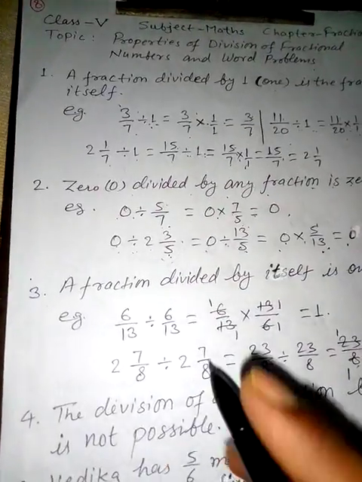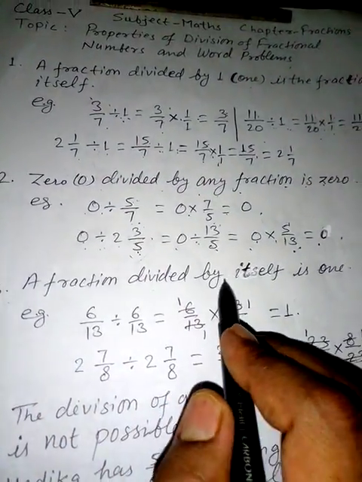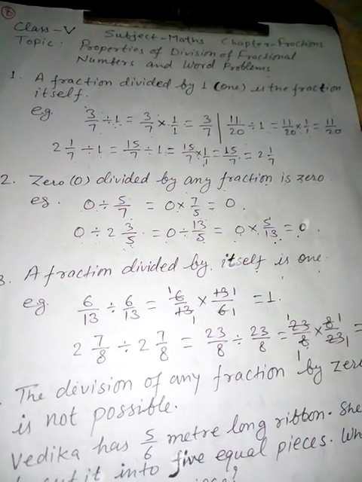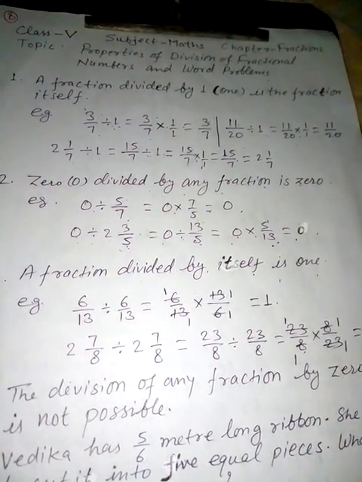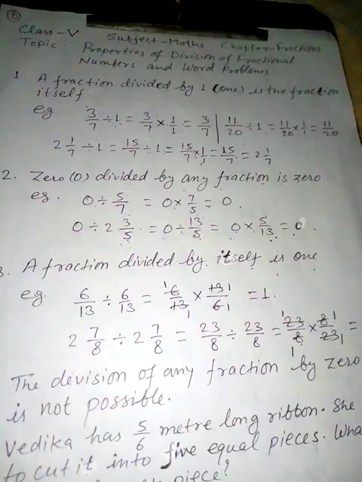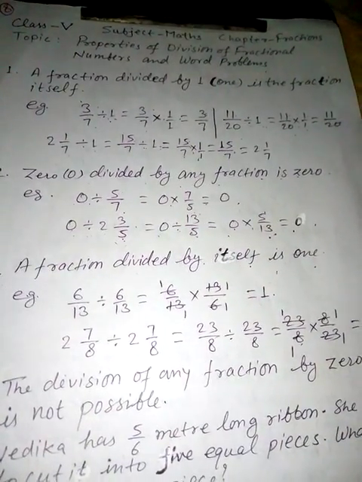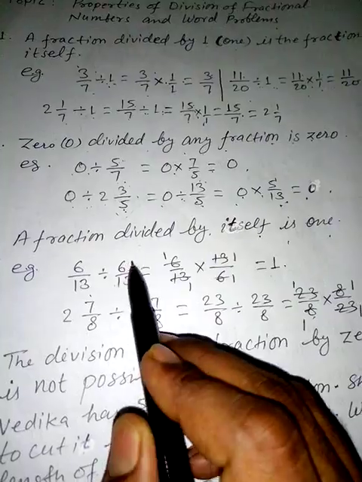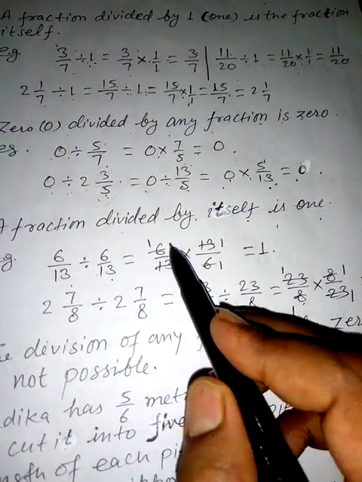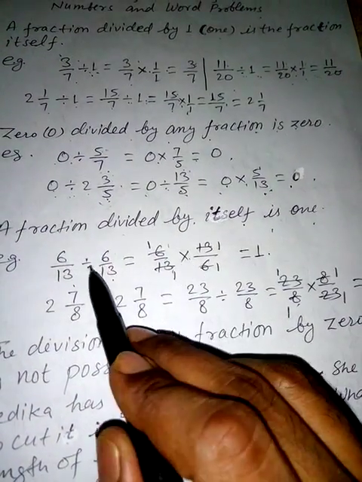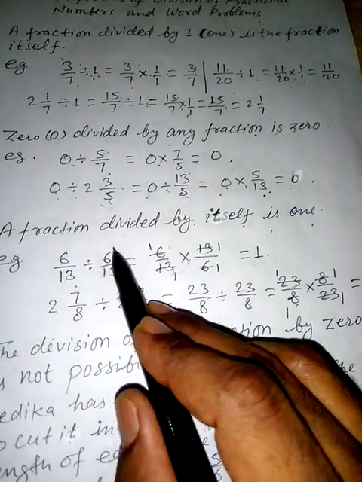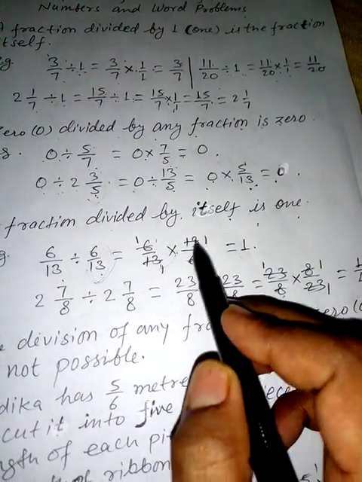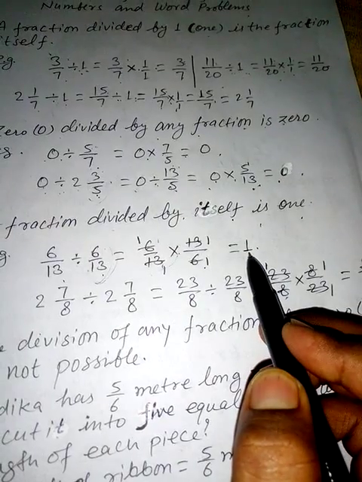Now, a fraction divided by itself is 1. When you divide the number by itself, then you will get 1, and every time actually, except 0. 6 by 13 is a fraction and it is divided by 6 by 13. You change into multiplication, and write the reciprocal of 6 by 13, that is 13 by 6. You will get 1.